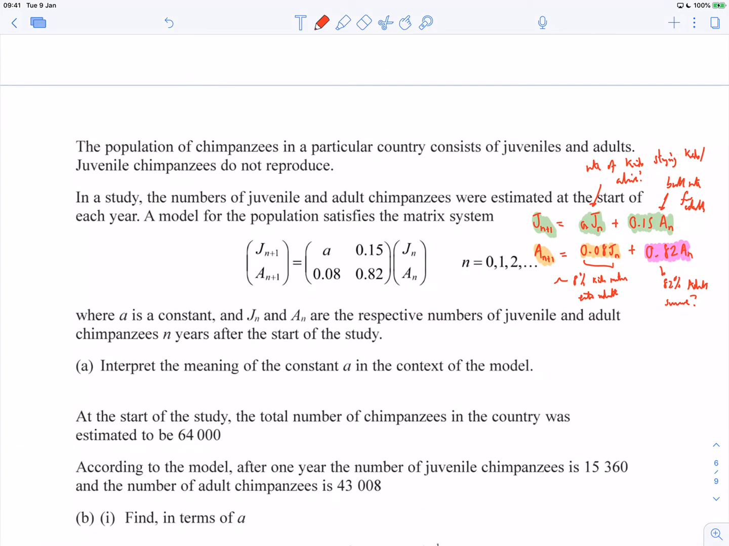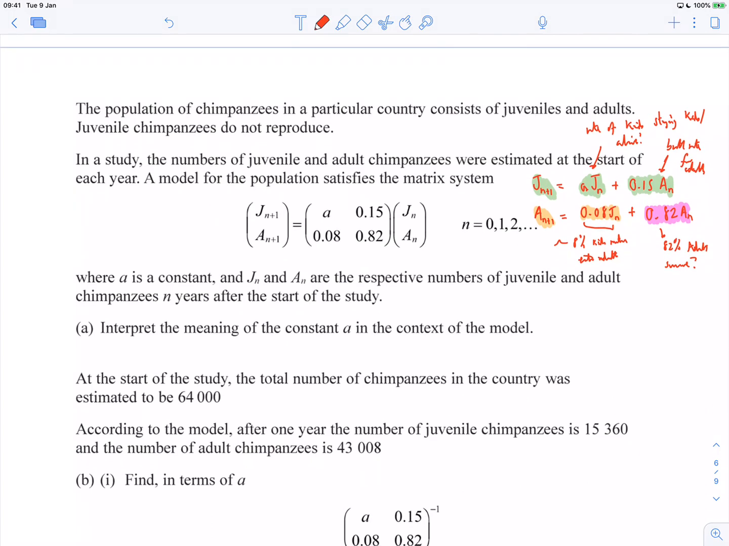That's a bit worrying. So, interpret the meaning of the constant a in the context of the model. I feel like I've interpreted all of the things in this model, well, all six. So this is the juveniles of some next year, and this is the adults of some next year.